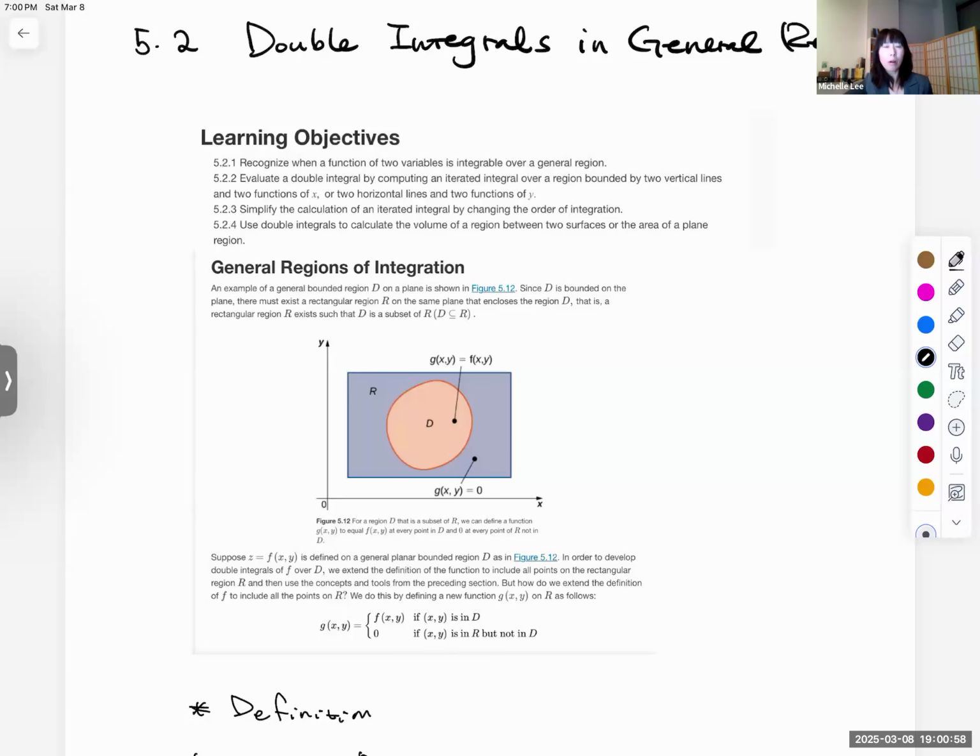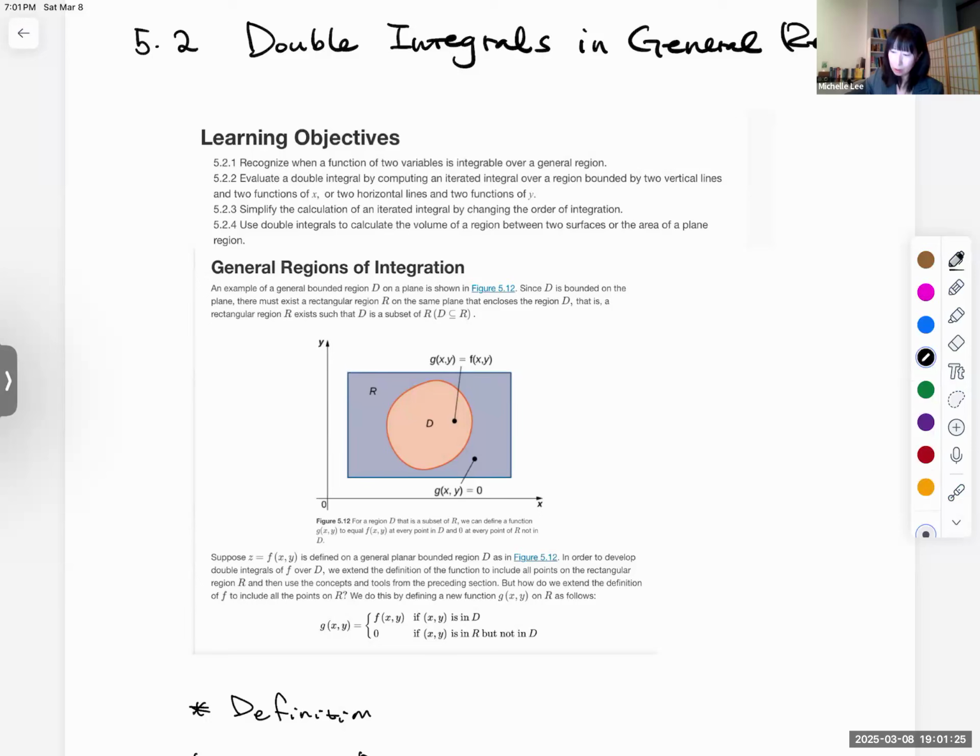Everyone, today we are going to learn 5.2 double integrals in general regions. We learned how to integrate over rectangular regions last time. So let's take a look at general regions. We have a rectangle, and inside we have a bounded region, D.